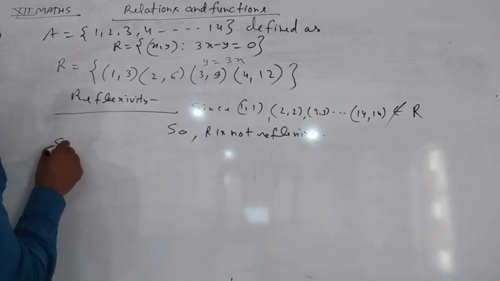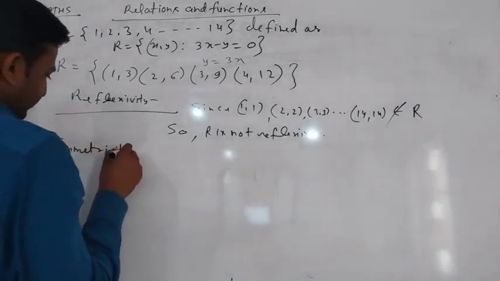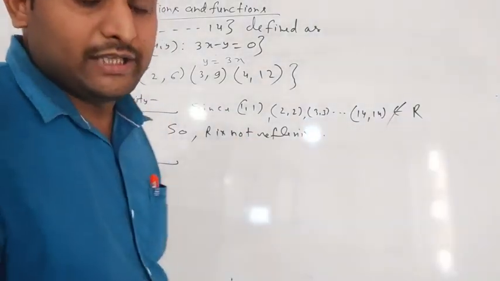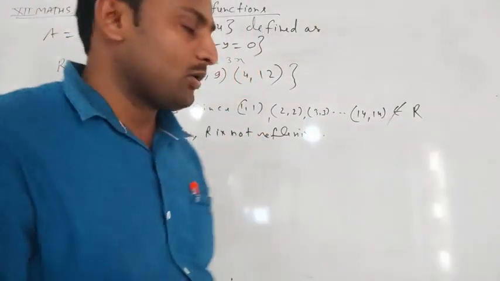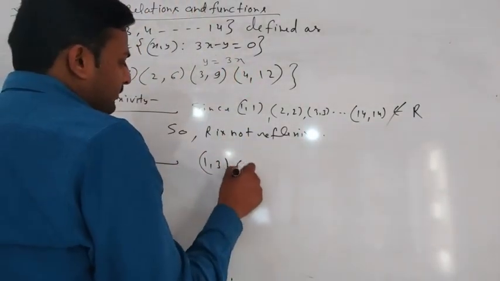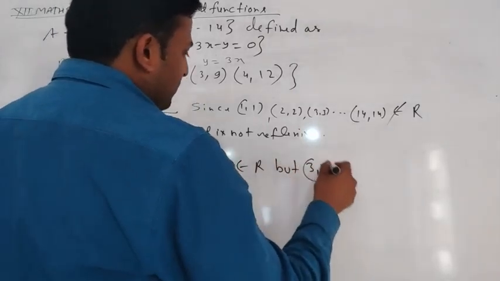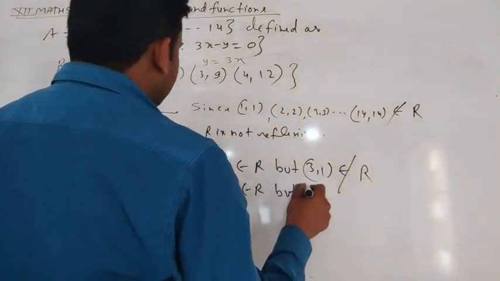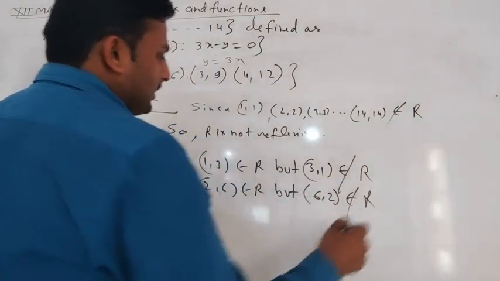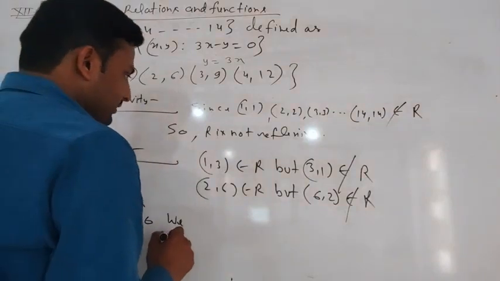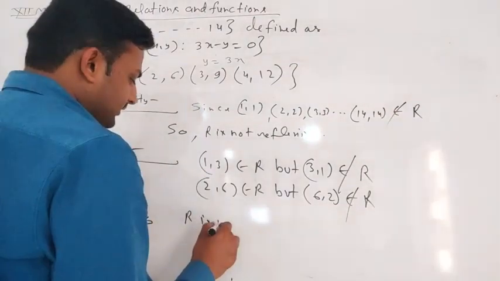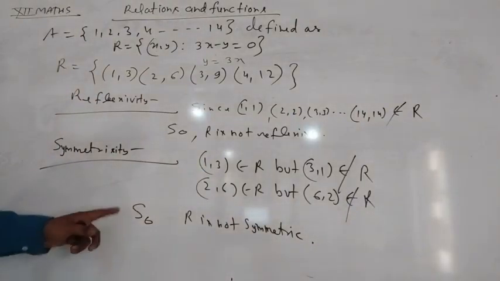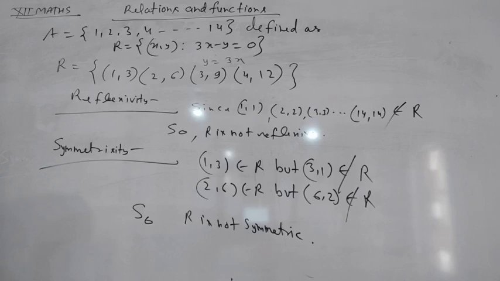Now, for symmetry, you know that if (a, b) belongs to R, then (b, a) must also belong to R. Here (1, 3) belongs to R, but (3, 1) does not belong to R. Similarly, (2, 6) belongs to R, but (6, 2) does not belong to R. So we can say that R is not symmetric.